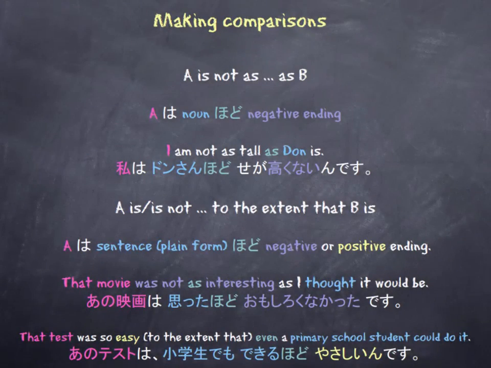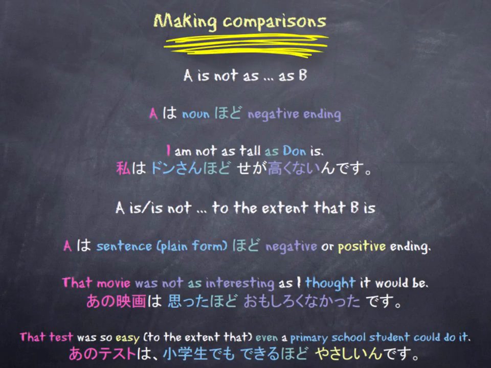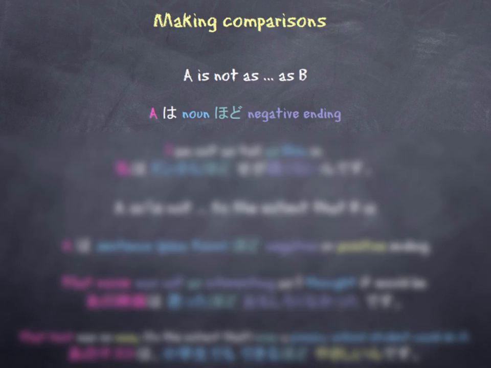Hey guys, today we're going to take a look at how to make comparisons between things. So for example, if we wish to say that A is not as something as B, this is how we do it. We start with whatever it is that we're discussing, whatever A happens to be, followed by the particle wa. Then we'll put our noun, followed by hodo, and we'll finish with a negative ending.